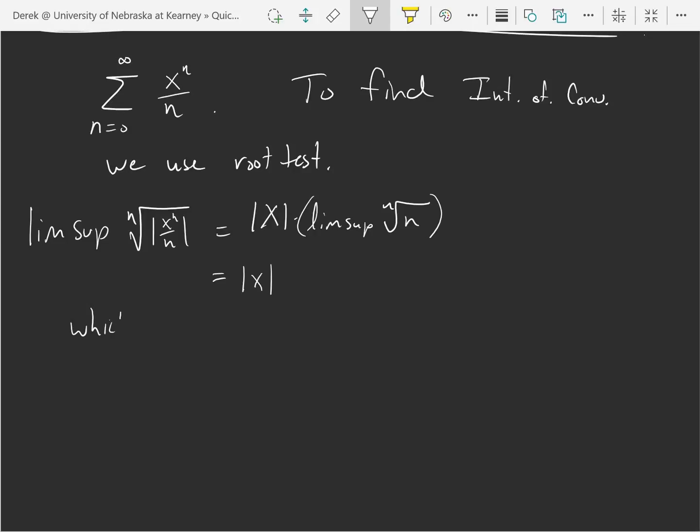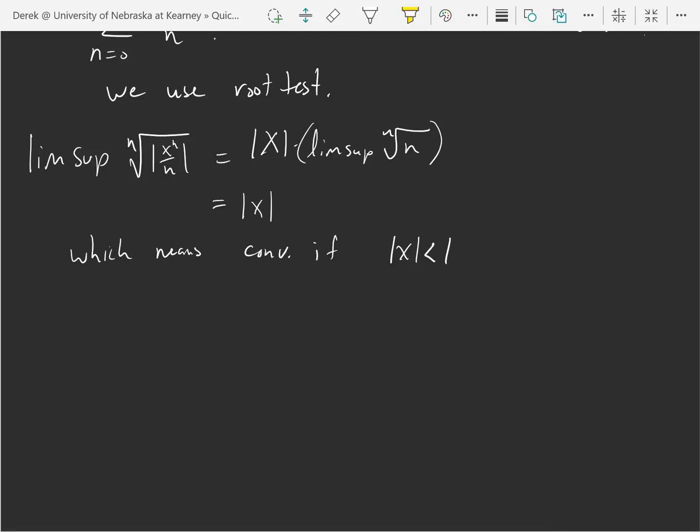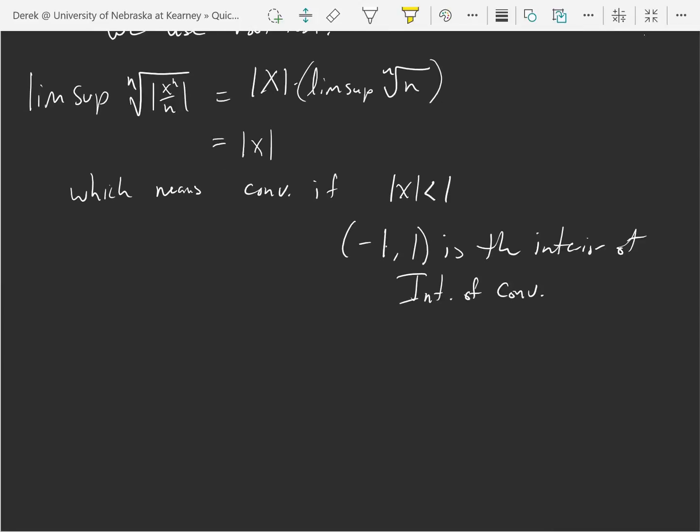which means convergence if the absolute value of x is less than 1. Okay, that gets us started. So I've got -1 to 1 is the interior of the interval of convergence. We need to test the two endpoints, so let's test x equals 1 first.